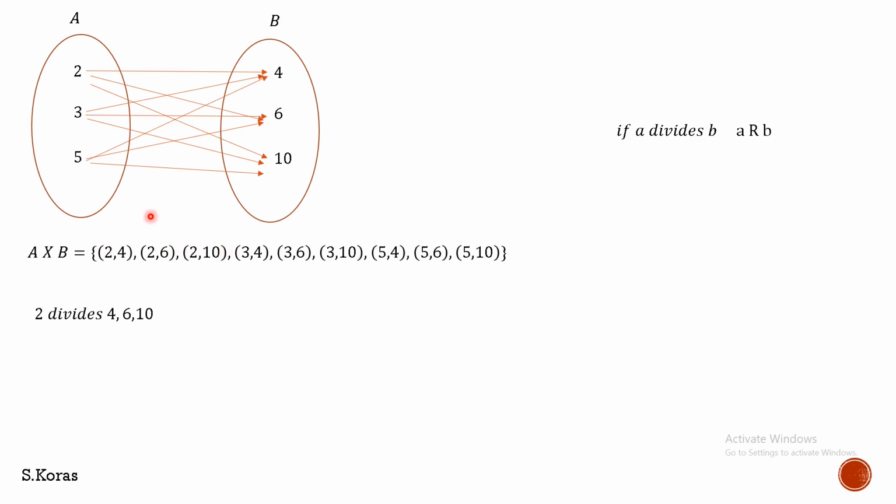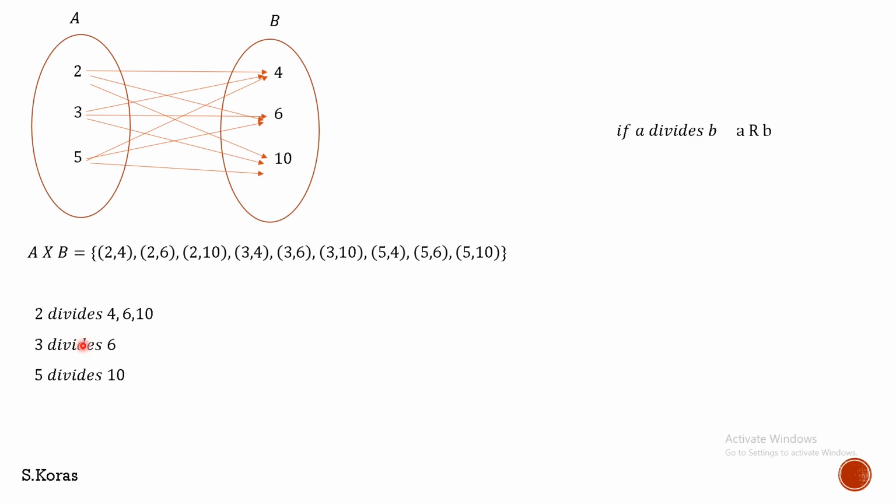Similarly, if we go for 3, 3 won't divide 4 without remainder. So we cannot choose 3, 4. We cannot choose this pair, that is, we cannot choose this element. But 3 divides 6. So we can choose 3, 6. But 3 will not divide 10. So we cannot choose this element. So if we consider 3, it divides simply 6 alone. And if you consider 5, in the same way, 5 divides 10. So according to the condition, we have these 3 items.